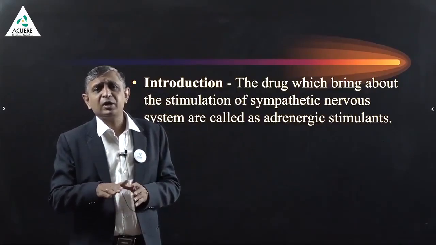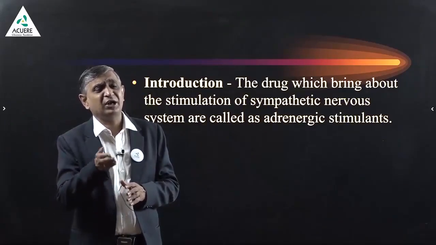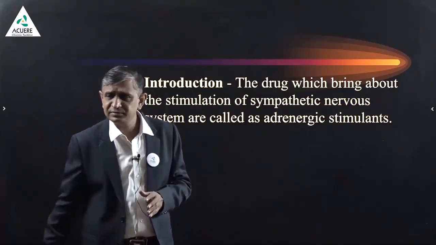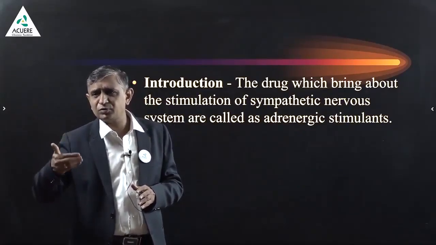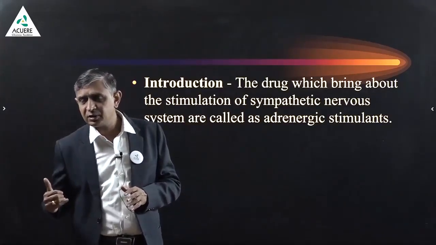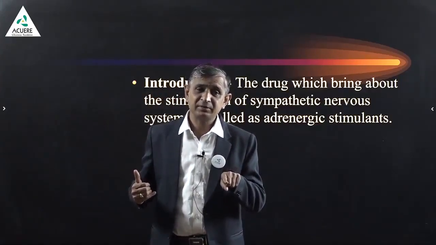And the cholinergic nervous system, or the parasympathetic nervous system, is generally inhibitory in its function. When that system gets stimulated, the function of the organ concerned reduces. Which system reduces the function when stimulated? Parasympathetic.